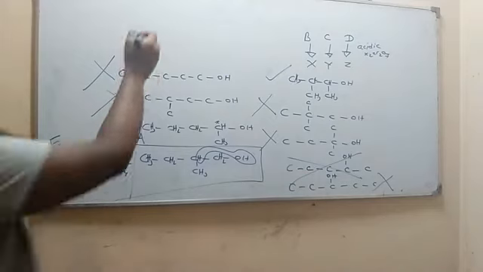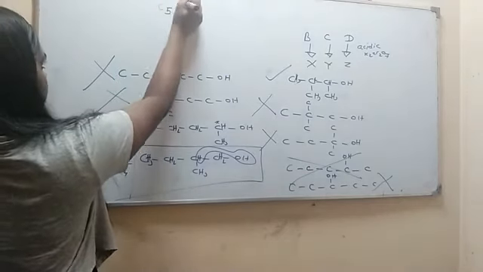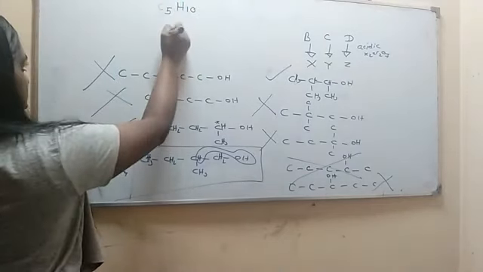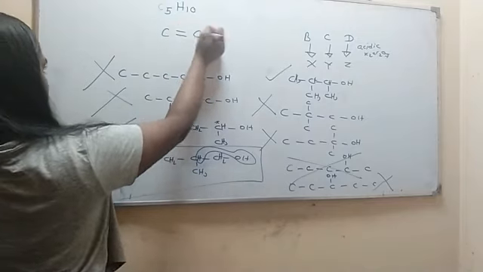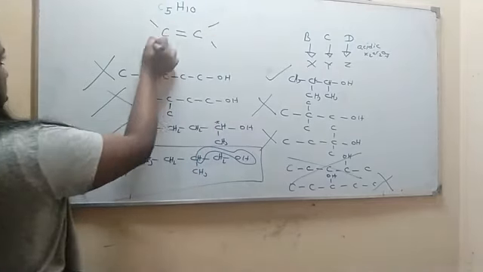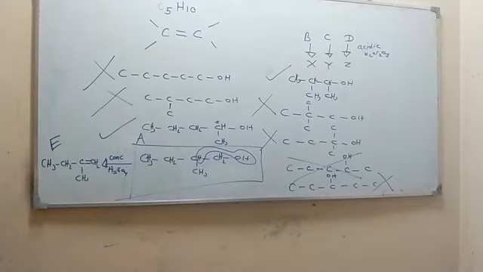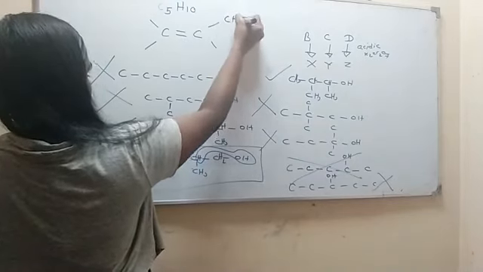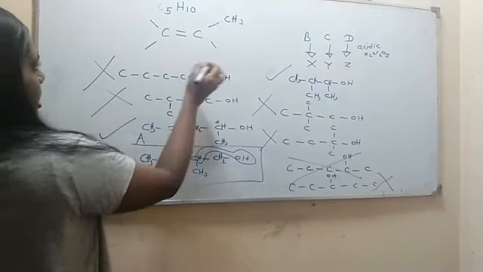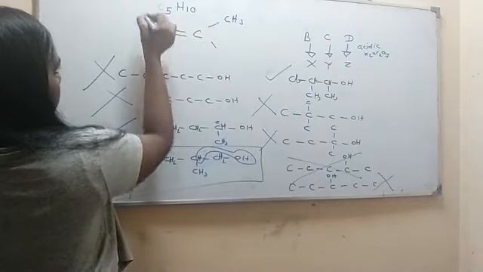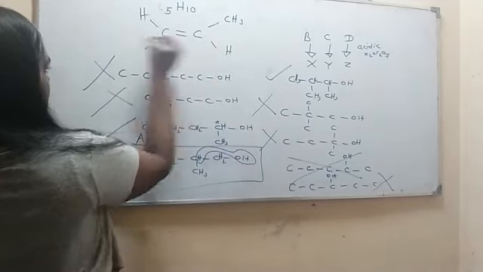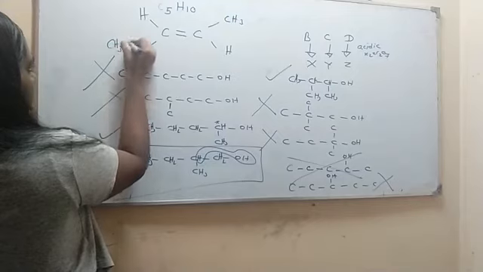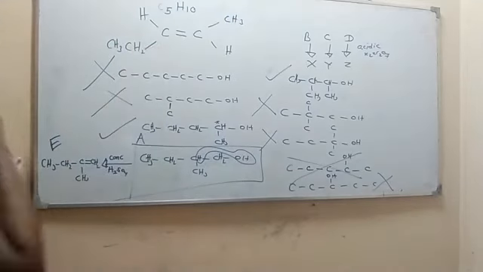G is C5H10. It should show diastereomerism, which means a carbon-carbon double bond should definitely be there. Okay. Then 2 carbons I have taken, and 3 more carbons remain. Then what can I put? I can make a CH3, a CH2, CH3, a hydrogen here, CH2, CH3. So this is my only possibility for G.